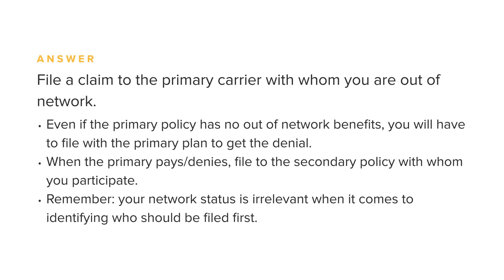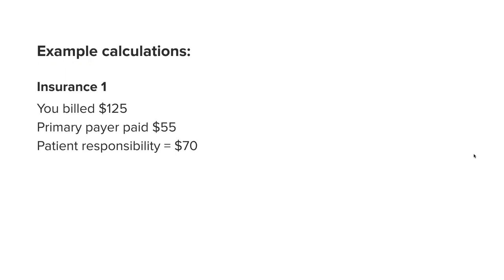And the Simple Practice staff will be there to help walk you through the process in Simple Practice, but here we're just talking about the basic billing theory. So now, Maggie, if you can go to the next slide, we're going to look at some calculations. So with insurance one, remember, you're out of network. You billed $125. Primary payer, let's say, pays $55.